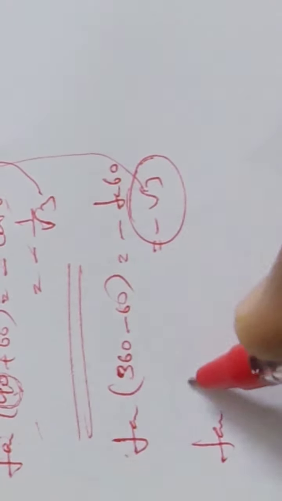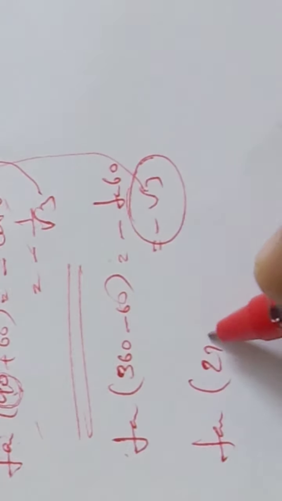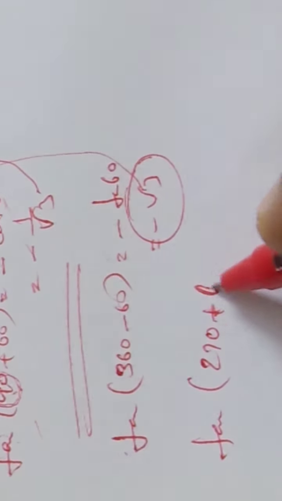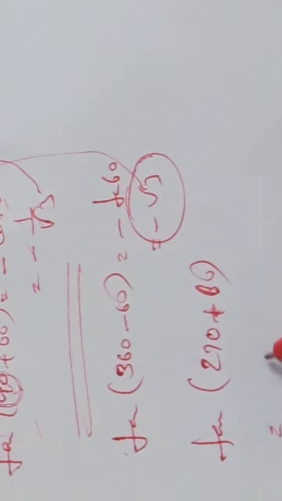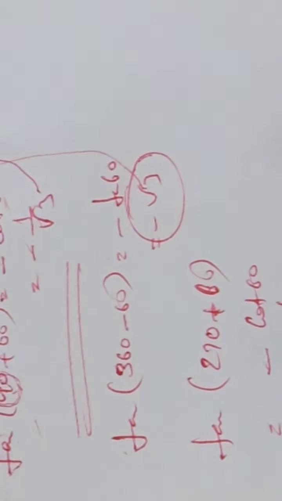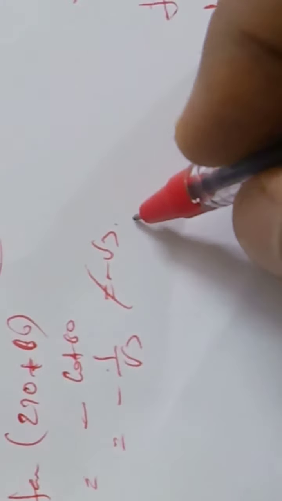Suppose you say it's a fourth quadrant, that is, why don't you write 270 plus 60? And what will happen is, you get minus cot 60. Again it will get you minus 1 by root 3 and not that minus root 3. So that is why we tell you, if I say an angle is in second quadrant, always think it as 180 minus.